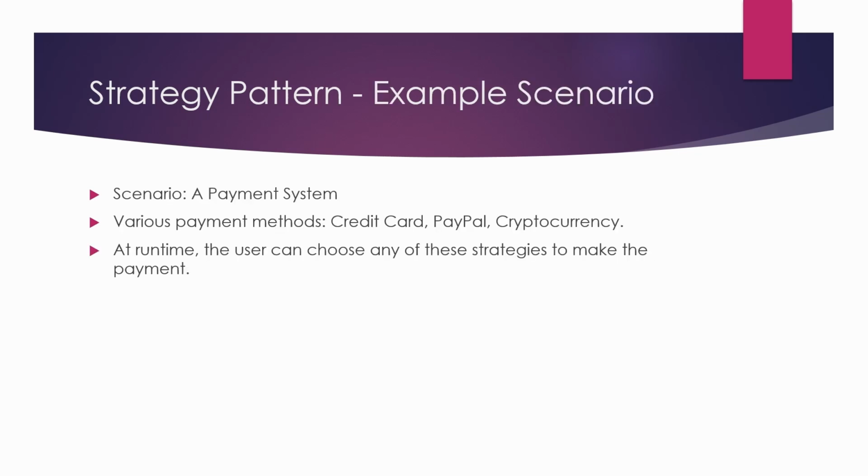Let's look at a real-world example: a payment system where users can choose from multiple payment methods such as credit card, PayPal, or cryptocurrency. At runtime, the user selects a strategy and the system processes the payment accordingly. This dynamic selection of strategies is the essence of the strategy pattern.